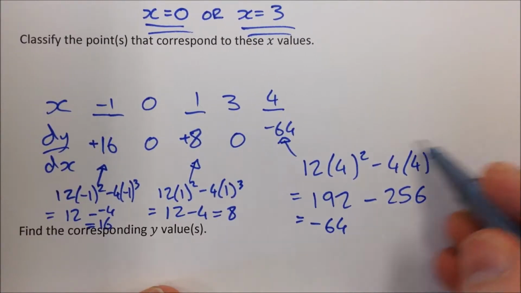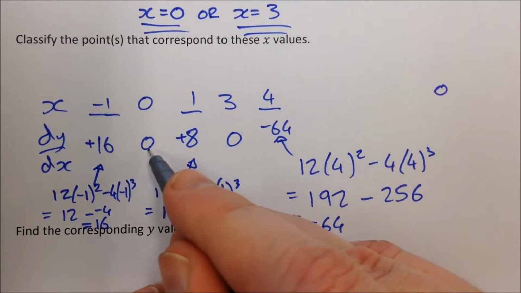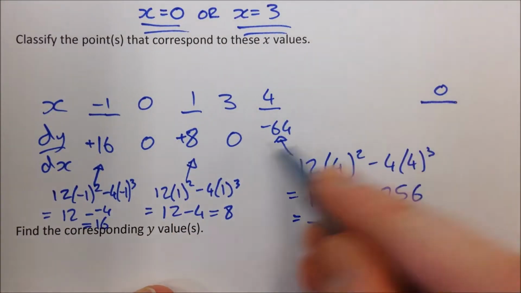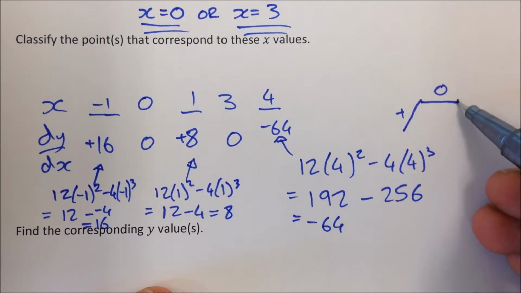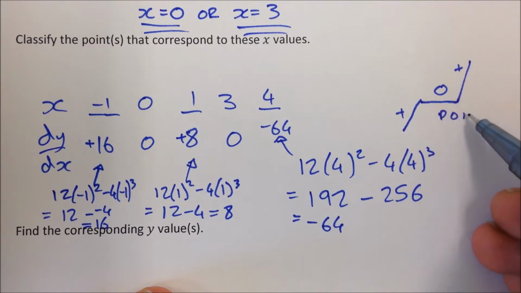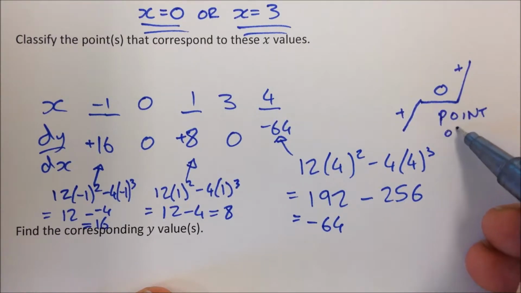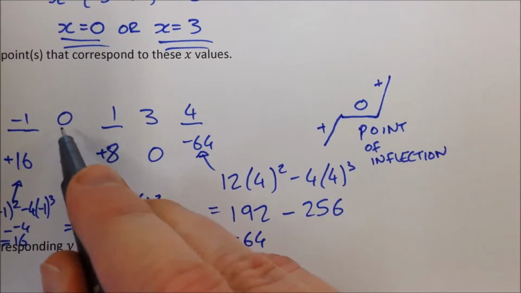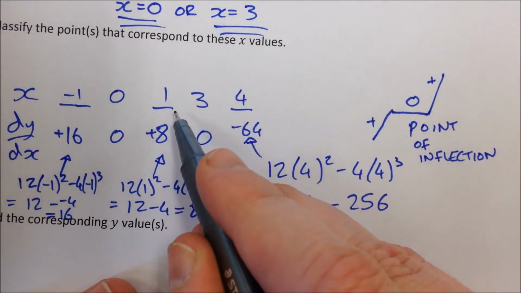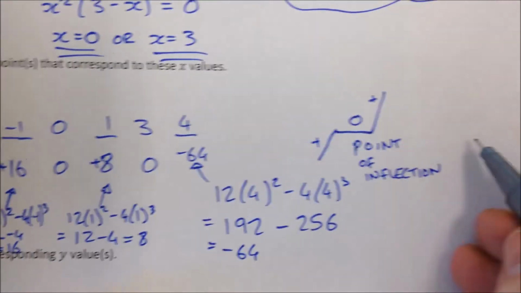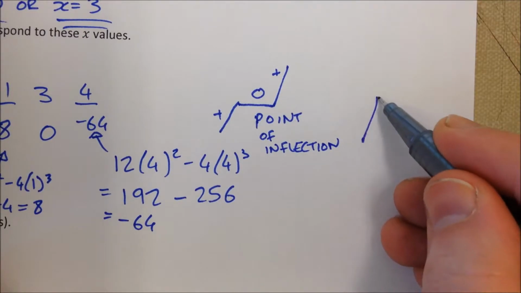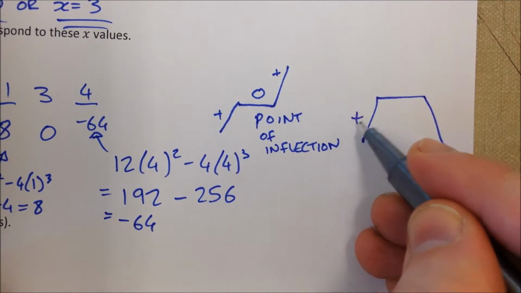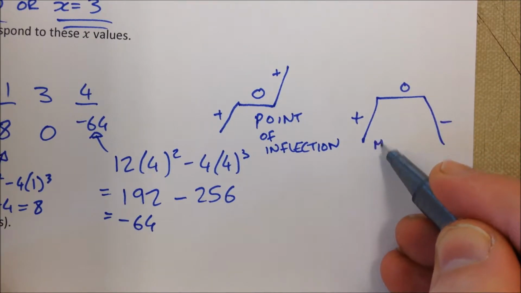So on the first one, we've got a positive, a 0, and then a positive. So it goes positive, 0, positive. So that is a point of inflection, where our x-coordinate is 0. Now we're looking for when our x-coordinate is 3. So we've got a positive, a 0, and then a negative. So it goes positive, 0, negative. So that is a maximum.